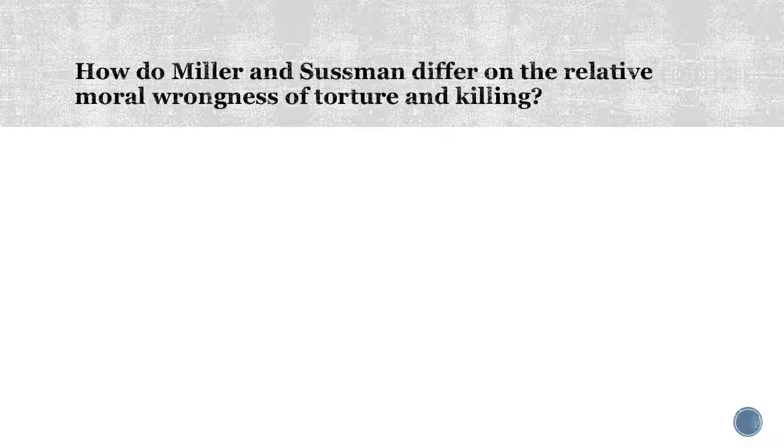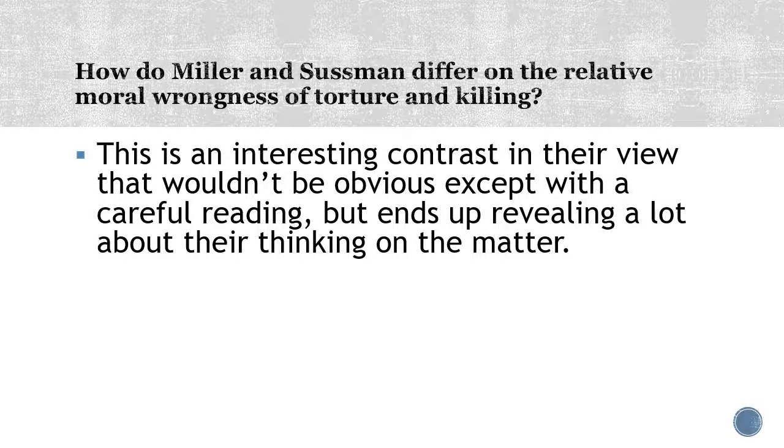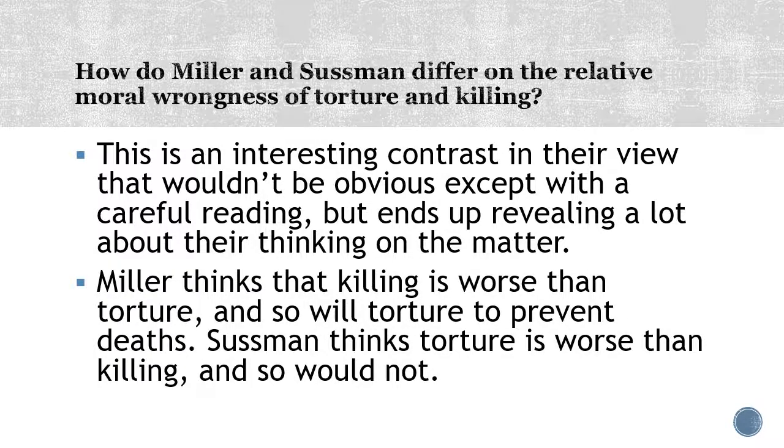All right, so then if we move on, how do Miller and Sussman differ on the relative moral wrongness of torture and killing? Again, there's a passage where this is more or less literally contained. It's an interesting contrast in their view that you'd probably blow right by if you weren't specifically asked to look for it, but it ends up revealing a lot about their thinking on the matter. Miller, it turns out, thinks that killing is worse than torture, and this probably informs why he would advocate using torture to prevent deaths. Sussman thinks torture is actually worse than killing, and so that may motivate him for saying that it would in fact not. All right. So that having been done, right? That's good practice.